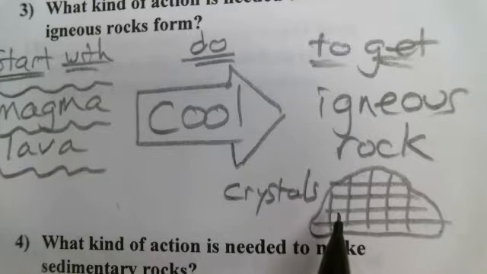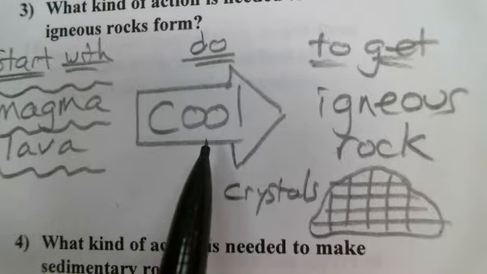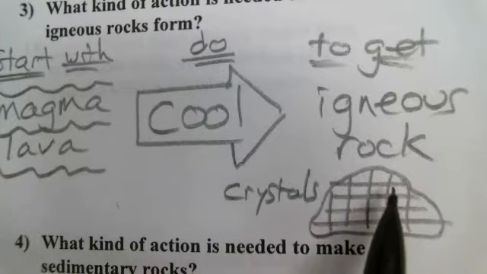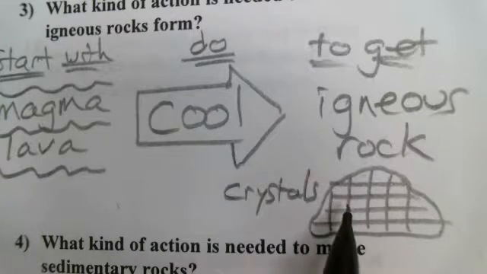Remember, we get large crystals if it cools slowly. That gives you lots of time to grow those large crystals. If it cools very, very quickly, then the crystals do not have time to grow very big, and you'll end up with very, very small crystals.